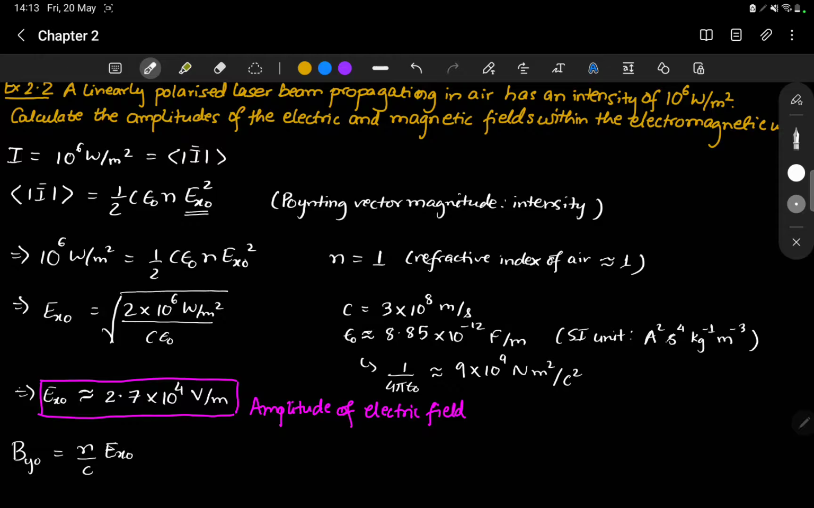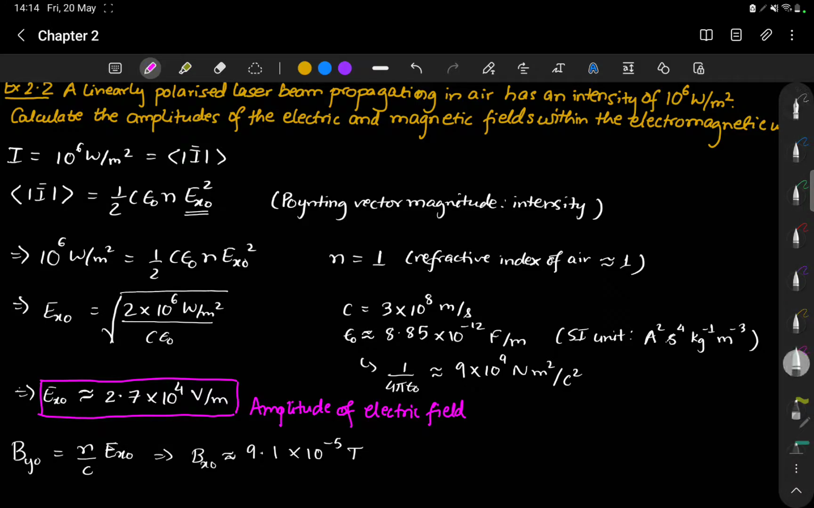So again, n we will take to be 1, c is 3 into 10 to the power 8 meters per second. So if we put in these values, we get the value of the amplitude of the magnetic field to be roughly equal to 9.1 into 10 to the power minus 5 Tesla. This is just substituting the values in a calculator. So this is the amplitude of magnetic field.